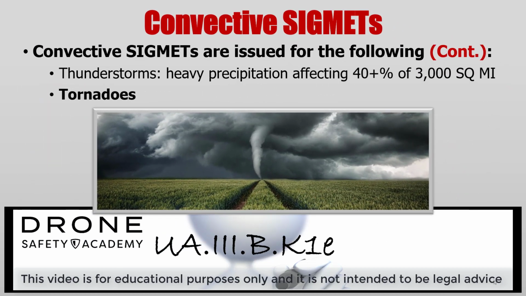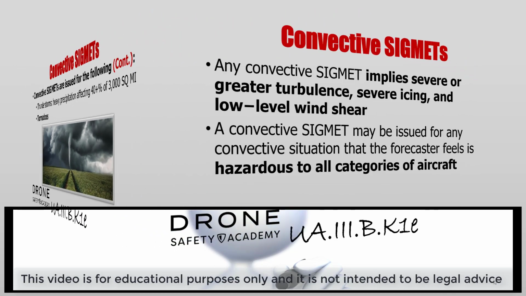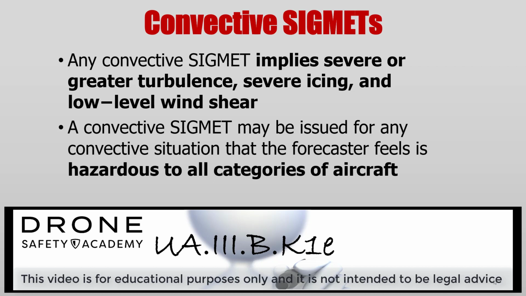Here are two more examples of when a convective SIGMET is issued. When a thunderstorm has heavy precipitation affecting 40% or more of 3,000 square miles. Also, they are issued for tornadoes. Any convective SIGMET implies severe or greater turbulence. There may be severe icing and low-level wind shear. Also, a convective SIGMET may be issued for any convective situation that the forecaster feels is going to be hazardous to all categories of aircraft.